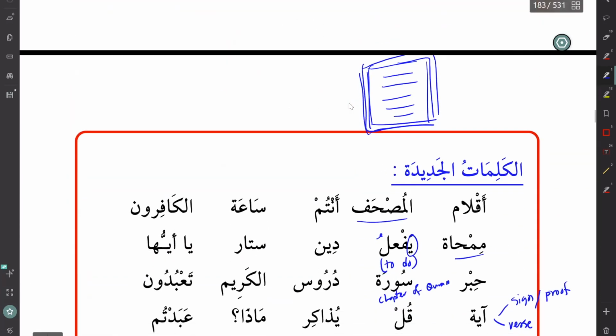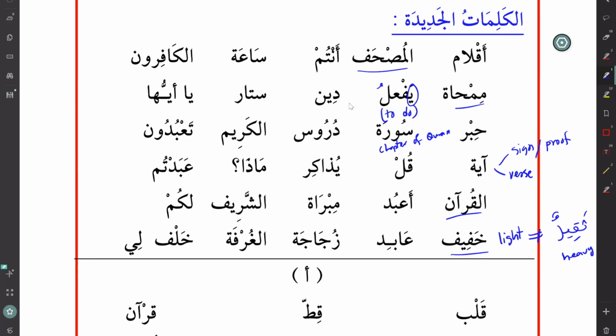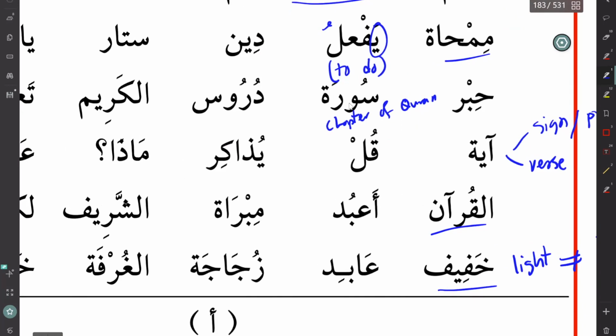Okay, that is good. So I'll still have a separate class for that surah. So we'll just go through the vocabulary words. That means, inshallah, when we do the separate video, it should be very easy for you to follow along.